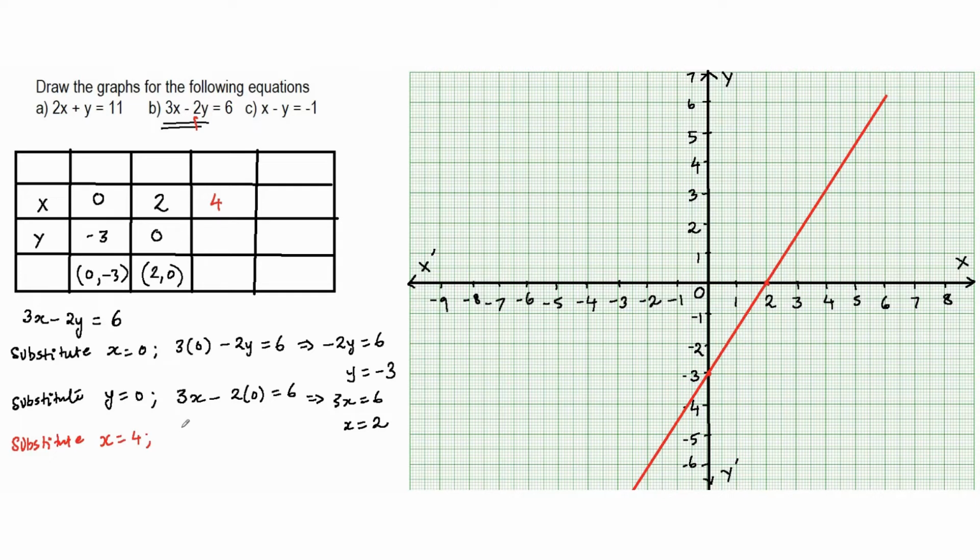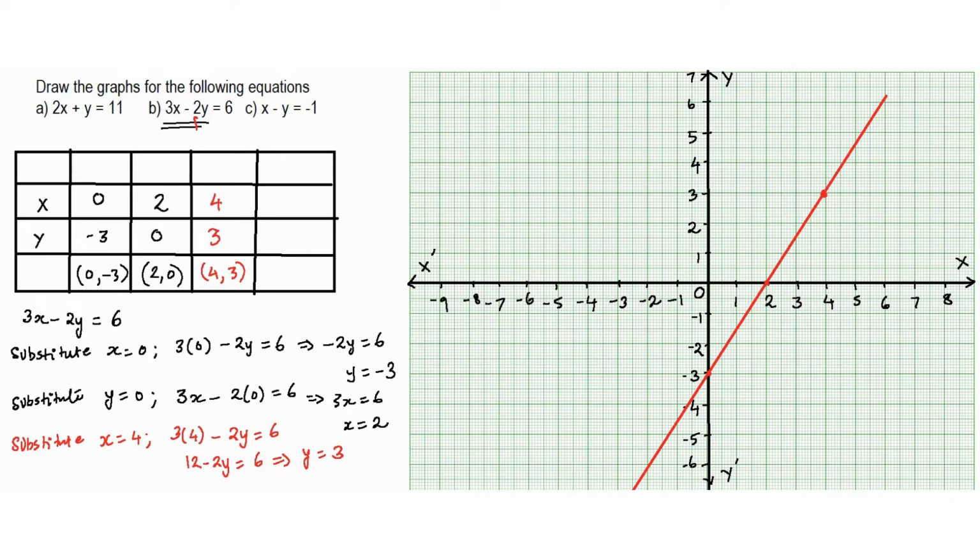Let us see what happens to y. So 3 times 4 minus 2y is equal to 6, which means 12 minus 2y is equal to 6, and therefore the value of y is 3. So when x is equal to 4, the value of y is 3, and therefore the point is (4, 3), right? You will notice that we got 1 point on this particular graph, and this point definitely already lies on the graph. So this calculation is right.